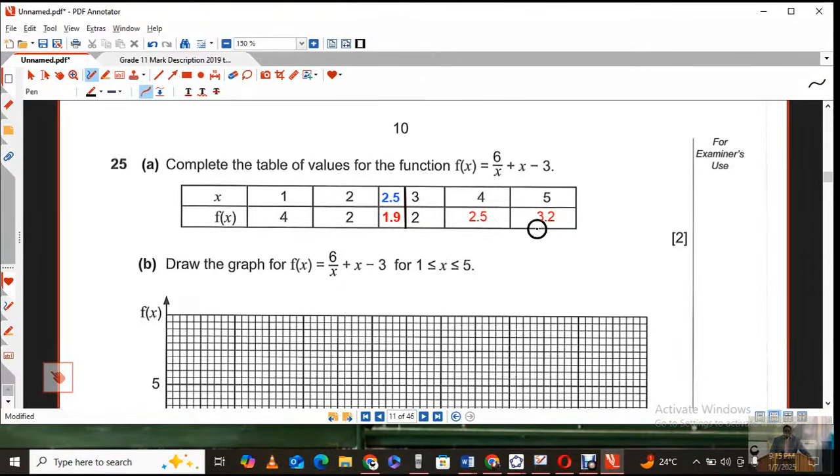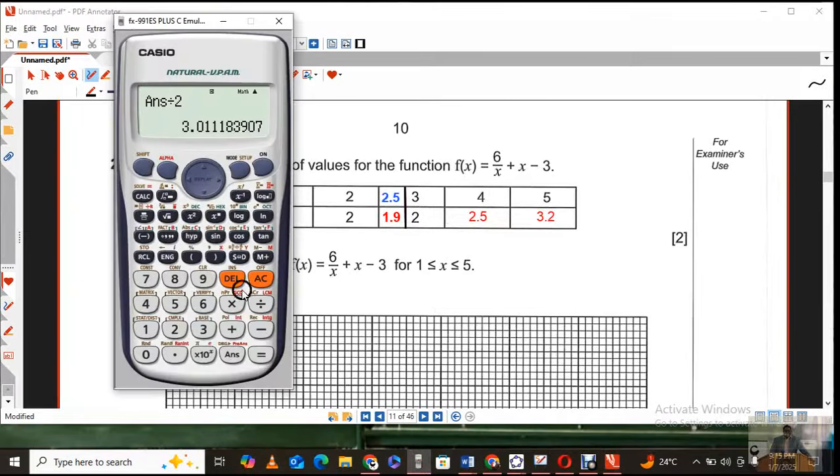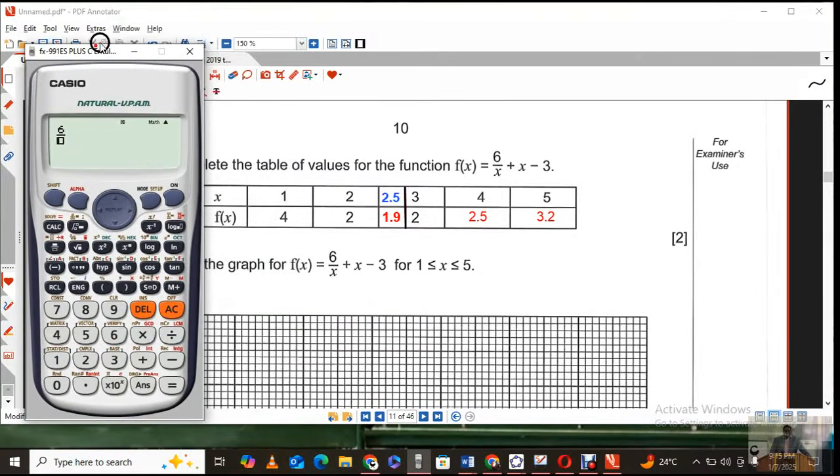The missing ones for 2 marks were the 2.5 and the 3.2. Naturally, you just grab your calculator and say 6 over. What are the values of x that they're giving me? In this particular case, x is 4. So you say over 4, plus another x, which is again 4, take away 3. Once you hit that, you get 5 halves or 2.5. So that's where the 2.5 comes from.